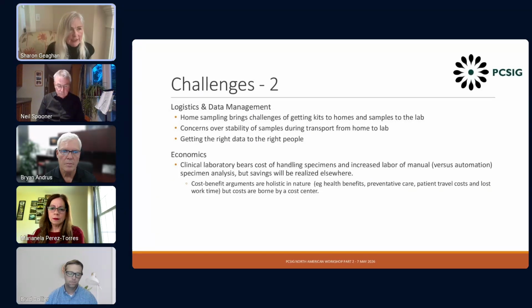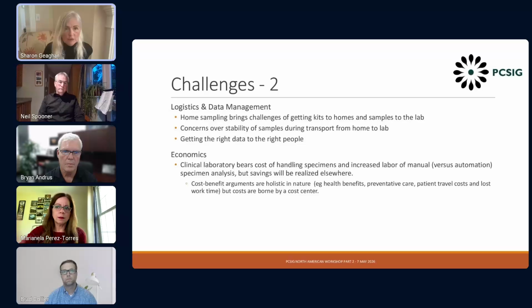I think the analytic part is the part where the increased labor costs are borne by the hospital or the satellite lab or what have you. That's the part where the cost center is different. That's what bears the cost, but then the benefits are accrued perhaps in the system or on the patient side. And so unless you look at it holistically, it's tough.